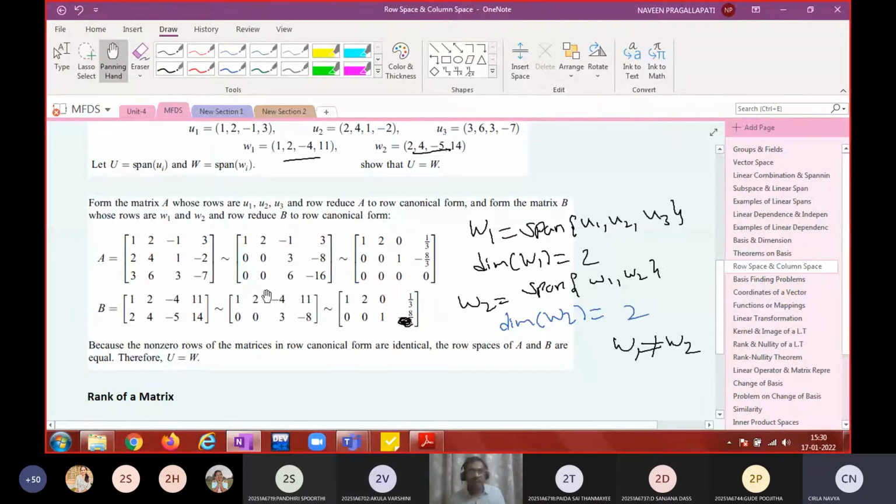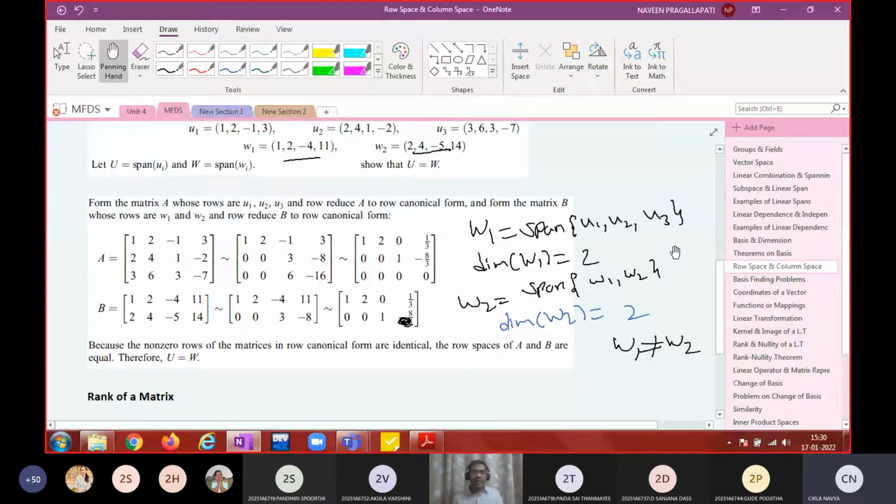Yes, sir. And if somebody asks you what is the basis of W1, can you tell me the basis vectors? The 2 rows: 1 2 0 1 by 3, 0 0 1. Yes, the non-zero vectors in the echelon form will form the basis. So a basis of A is this, and a basis of B is these two non-zero vectors.